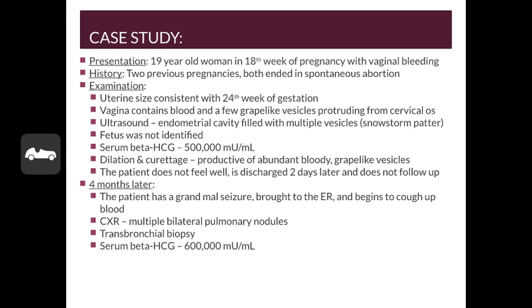Four months later, the patient has a grand mal seizure, is brought to the ER, and begins to cough up blood. A chest X-ray is performed, and they found multiple bilateral pulmonary nodules. A transbronchial biopsy was performed, and her serum beta-HCG level at this time was 600,000.